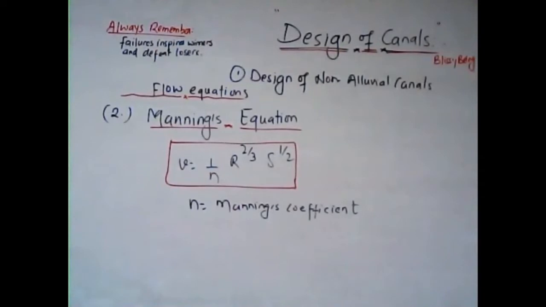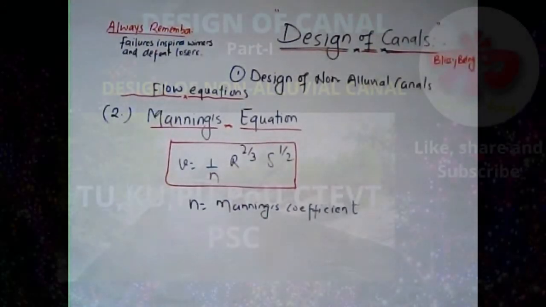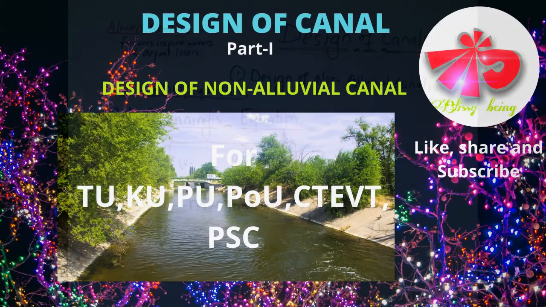Now friends, the second flow equation is Manning's equation, in which the velocity through the canal can be determined by V equals 1 by N into R to the power 2 by 3 into S to the power 1 by 2, where R is your hydraulic radius, S is the bed slope of the canal, and N here is Manning's coefficient. These two are the flow equations from where you can determine the flow parameters like velocity, discharge, area, wetted parameters, hydraulic radius, all these things.